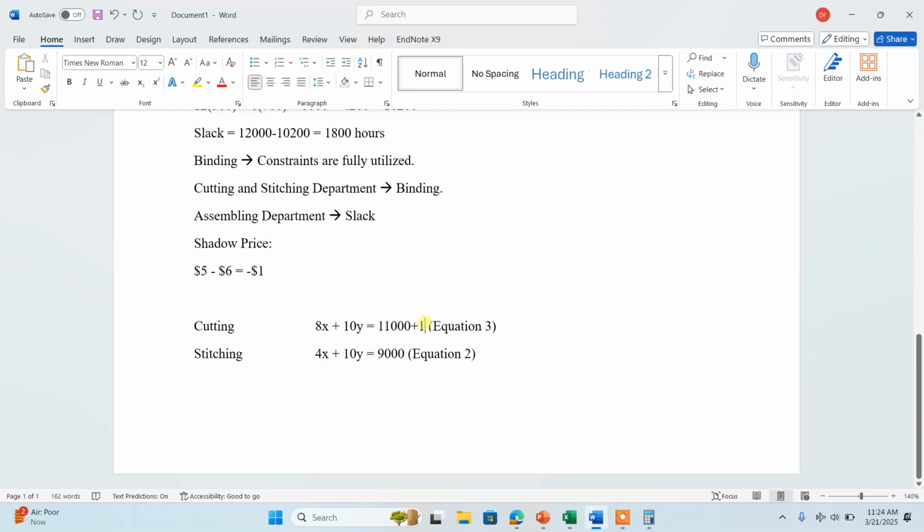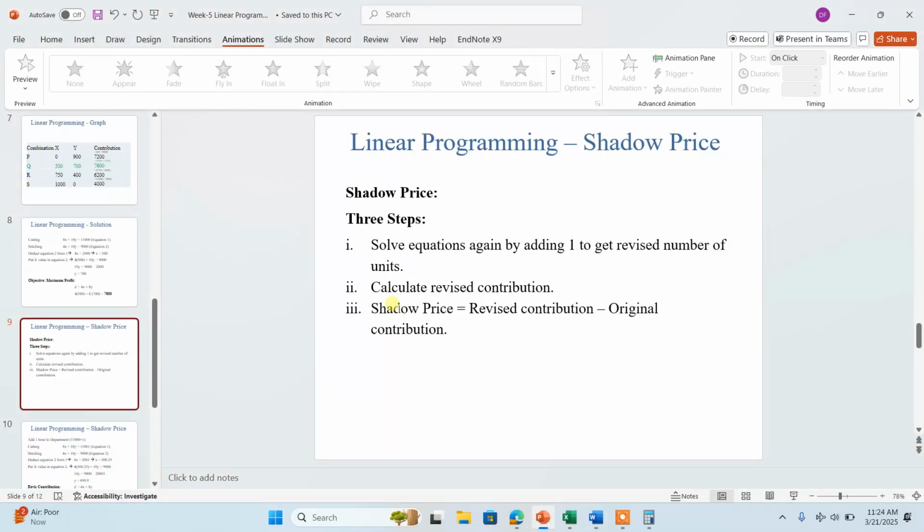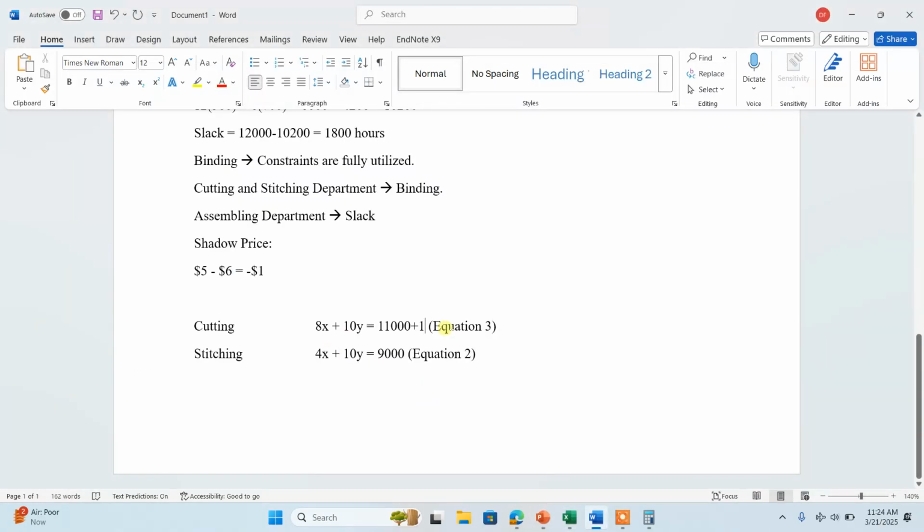Let's add one number of hours more and then check how much it is going to benefit me additionally. So instead of the 11,000 hours, I'm going to add one unit more of the constraints. You can do it here also, but let's check the cutting department. This is the first step. The second step is to calculate the revised contribution, which means solving this question again.